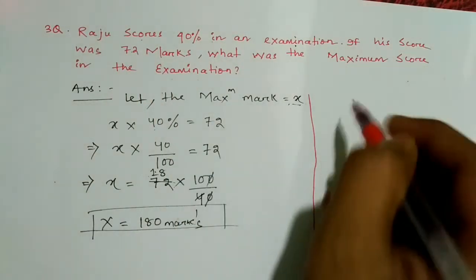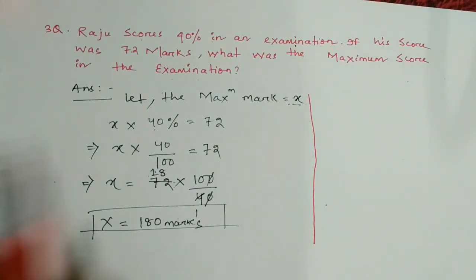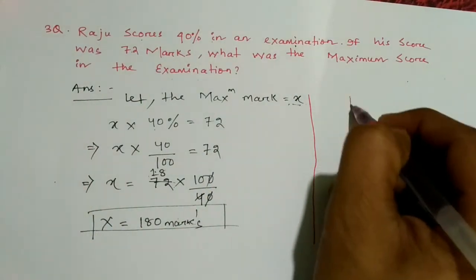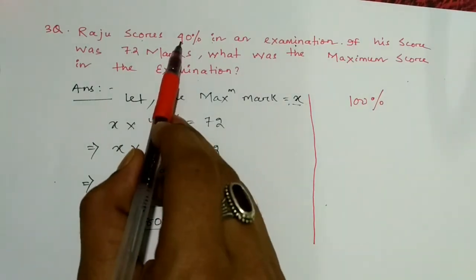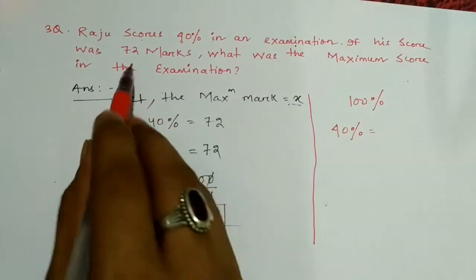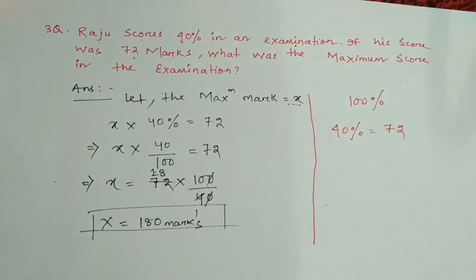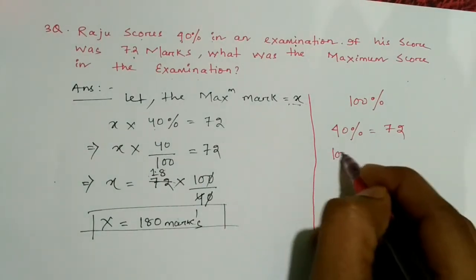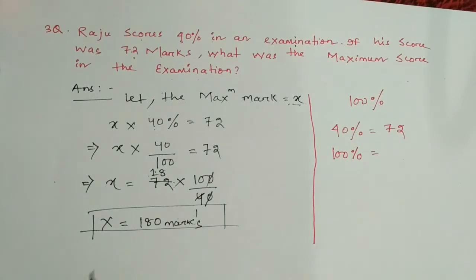As you know, we have to find out the maximum score in the examination. Maximum score means it is always 100%. Raju scored 40%, and the mark given is 72 marks. So here 40% is equal to 72. Then we have to find out the maximum mark, that is 100%. How can you find that?